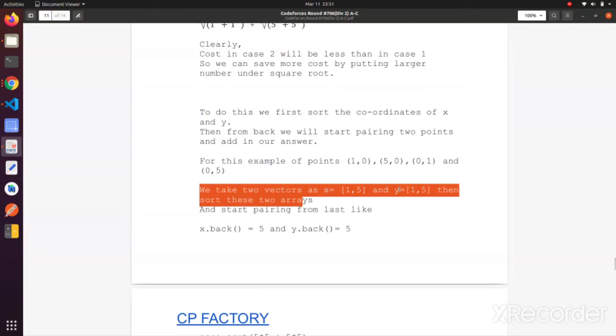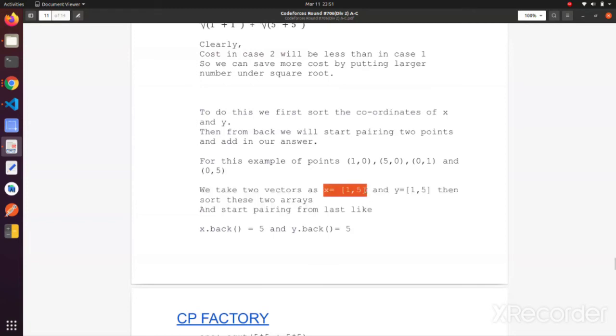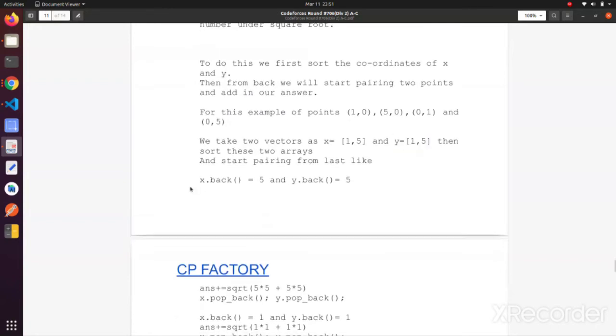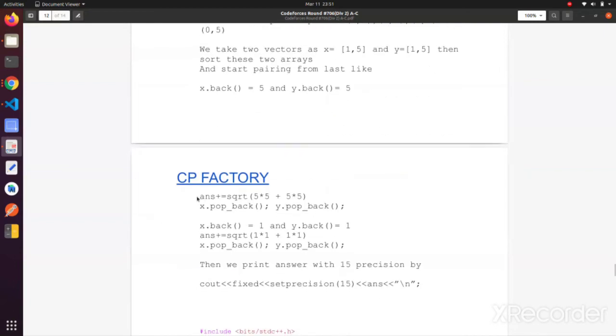Then we have two vectors, x equal to 1 5 and y equal to 1 5. These are the x coordinates of the 4 points where x is non-zero, and these are the y coordinates of the points where y is non-zero. We take the back of x and y, that is 5 and 5, and combine them. So our answer plus square root of 5 times 5 plus 5 times 5. Then I will pop back those elements as they are already consumed. Then we iterate again.